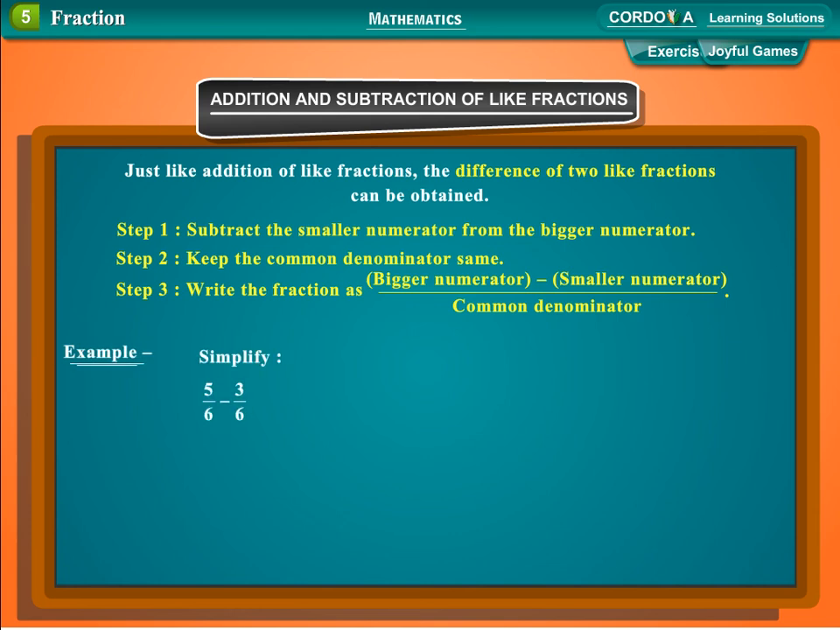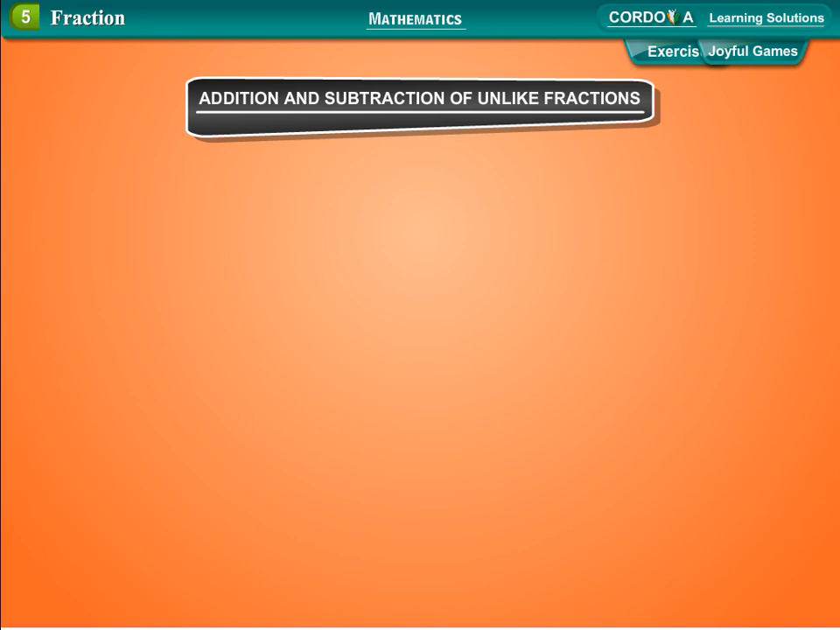Example 2. Simplify 5/6 minus 3/6. Solution: 5/6 and 3/6 are like fractions. 5/6 minus 3/6 is equal to (5 − 3)/6, which is equal to 2/6, which is equal to 1/3. Addition and subtraction of unlike fractions.